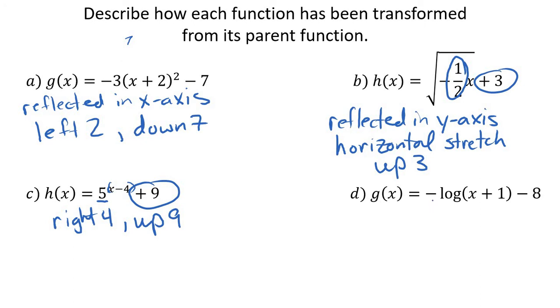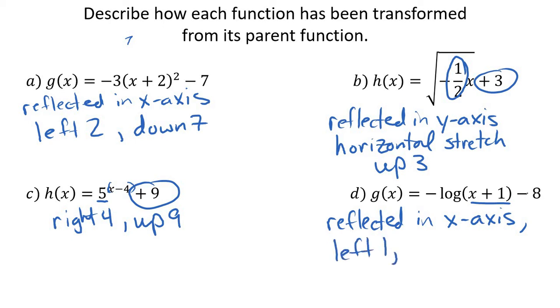How about a log? We've got a negative out front, so that's the same as this, isn't it? So reflected in x-axis, it just flips it upside down. Now this is inside the expression, so that's going to be left 1, and outside the expression, that's going to be down 8. So I hope that helps. You know, you do some of this practice, you get a feel for these. You can apply them to all kinds of situations.